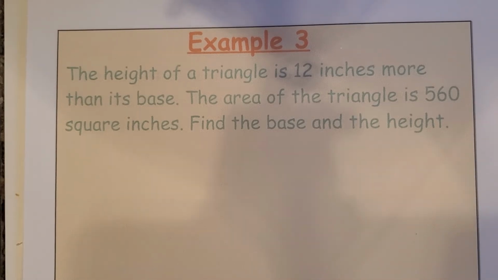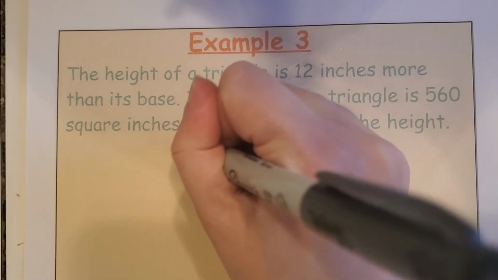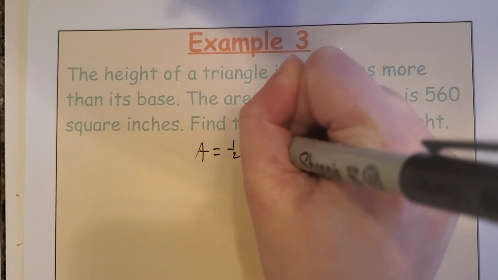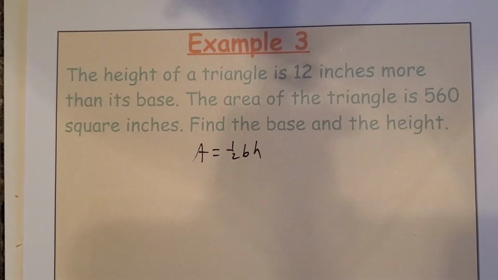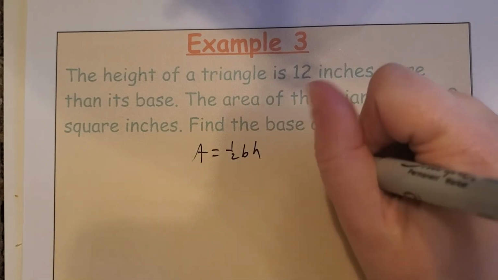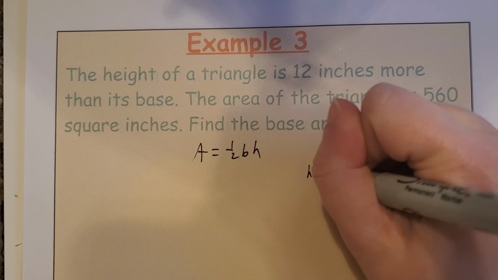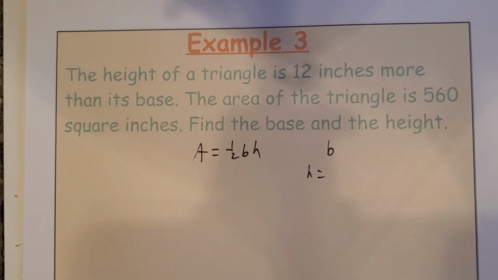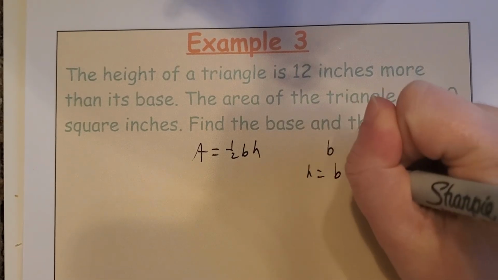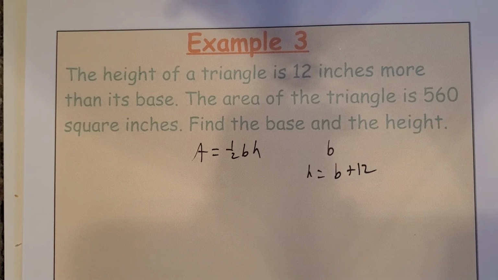All right, so we already know the formula for the area of a triangle. It's half base times height. But we're talking about the height in terms of the base. So if we have the base, the height is 12 inches more than the base. So the height is whatever the base is plus 12. And it's those two things that we're going to use to sort of write our own little formula.